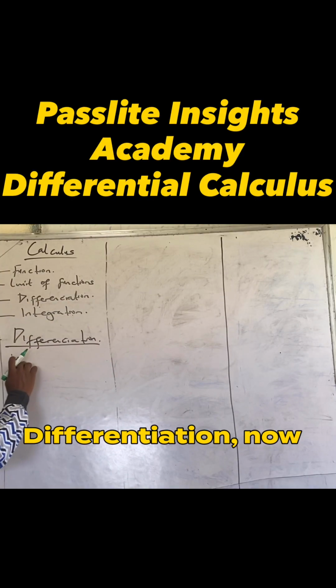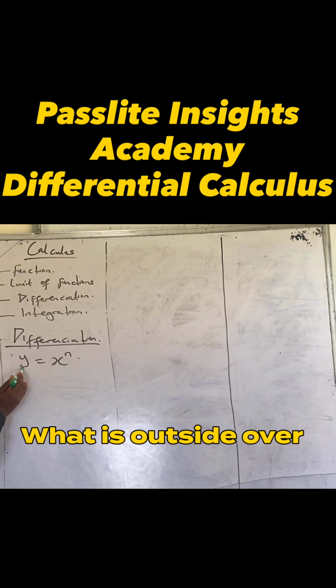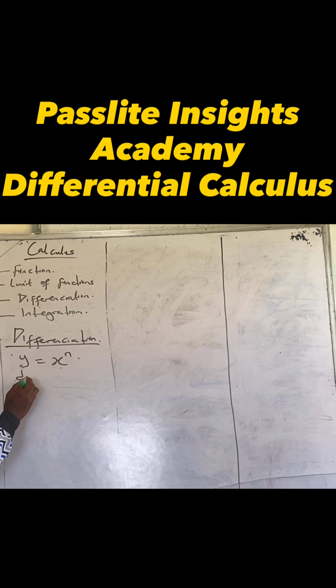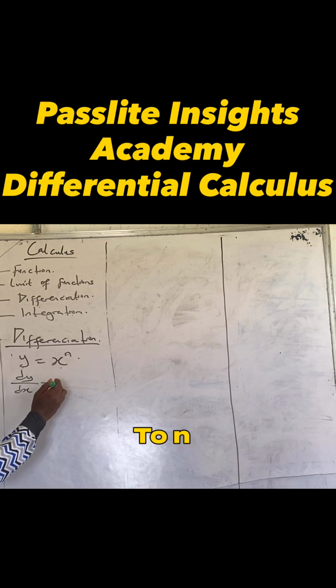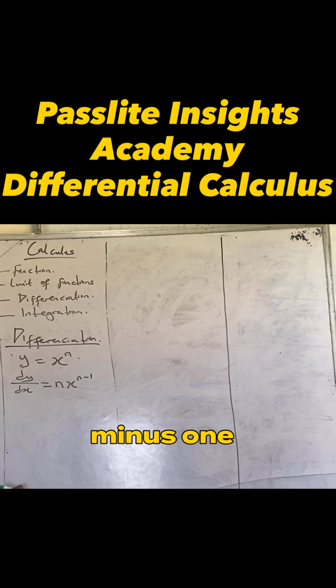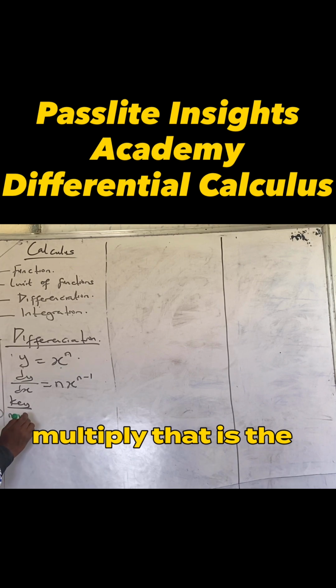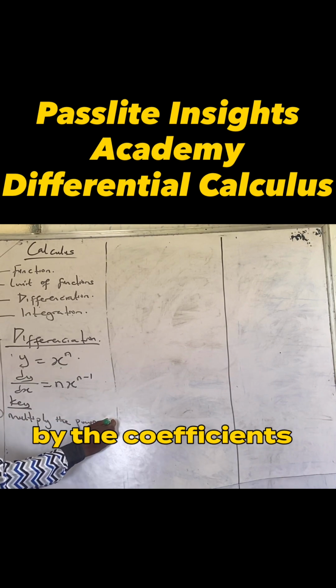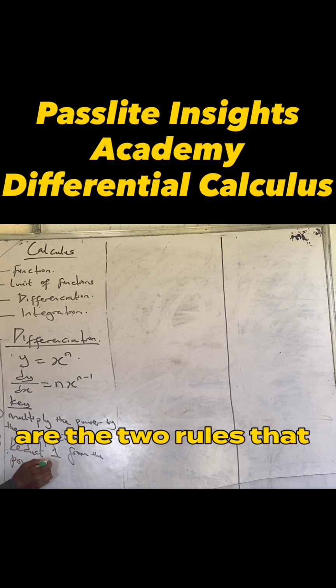So let's start. Differentiation. Now, when you have something like this, y is equal to s raised to power n. What is outside over what is inside? dy over ds. Again, differentiation is always what is outside over what is inside. So it's equal to n s raised to power n minus 1. The two things to know, the key that is guiding this: number one, multiply, that is the first step, the power by the coefficient, and secondly, deduct 1 from the power. So for all differentiation, these are the two rules that we have.